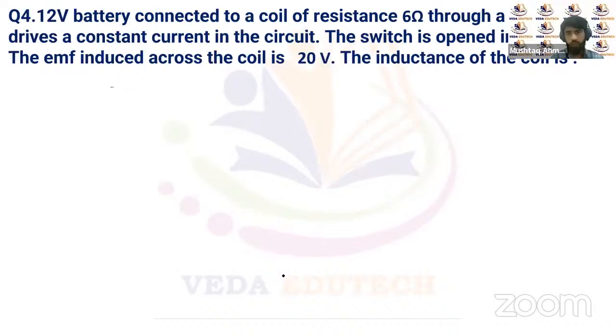So let's move on to question number 4. Talking about question number 4, a 12 volt battery connected to a coil of resistance 6 ohm through a switch drives a constant current in the circuit, right? The switch is opened in 1 millisecond.